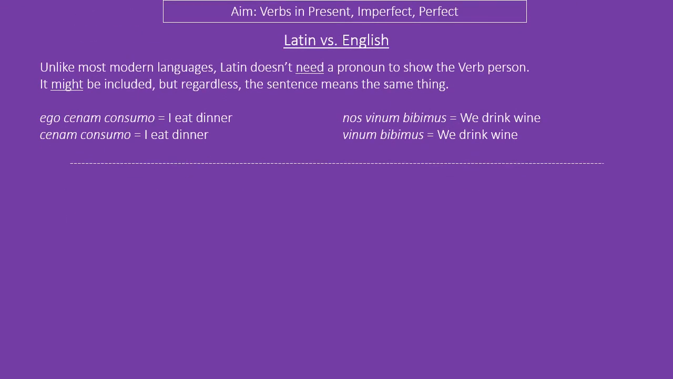It's also worth noting that unlike in English, we don't need a pronoun to show who is doing the verb. We might have one, but we don't need one. So you can see here that ego consumo and just consumo mean the same thing. Nos bebemus and bebemus mean the same thing. They all just mean, on the right, we drink wine. We don't actually need a word for we, it's expressed by it being in the verb. They might include one if they really want to emphasize who is doing something, but it's not necessary.